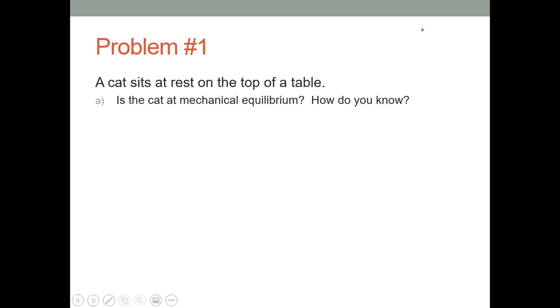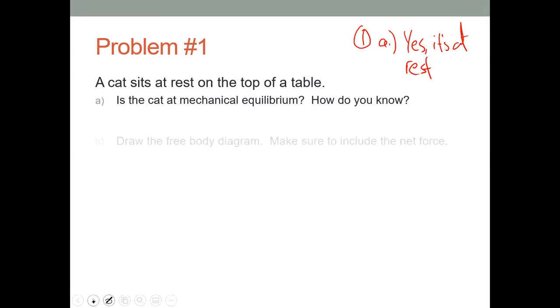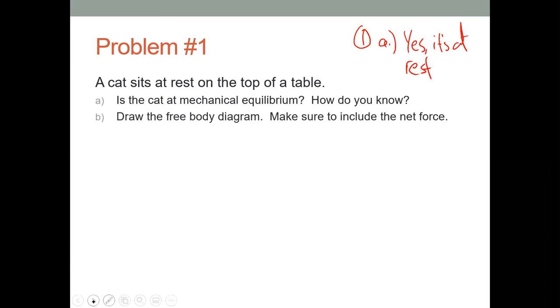Okay, good. All right, so here's what we're going to do. The first thing that you would write in your notebook is example problem 1. The answer to A is yes, it's at rest, so it is in mechanical equilibrium. Now what we're going to do is draw the free body diagram. This is the new thing, but we're going to use those forces that we just talked about.